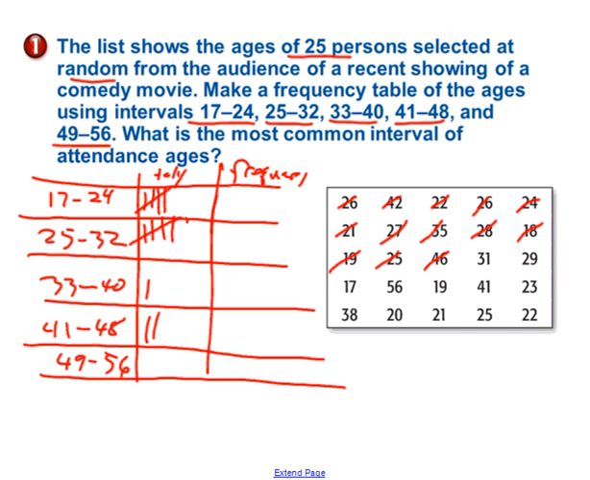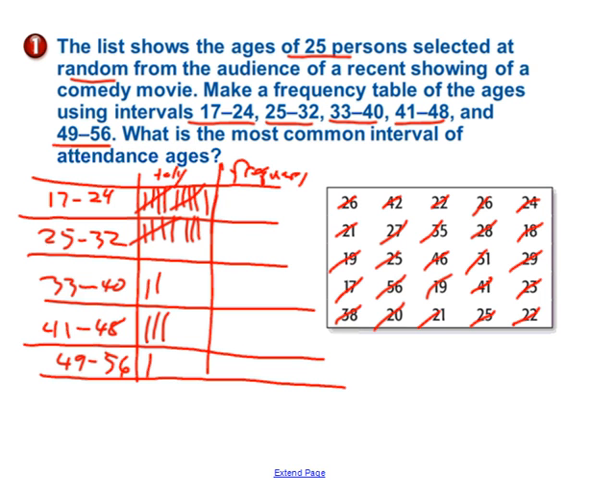31 goes here. 29 goes into that same category. 17 into the first. 56 into the last. 19 goes into the first again. 41 goes here. 23 goes into this category. 38 would go right here. 20 into that category. 21 also into that category, so that now gives me 10 in that category. 25 into this category, and 22 into that first category.